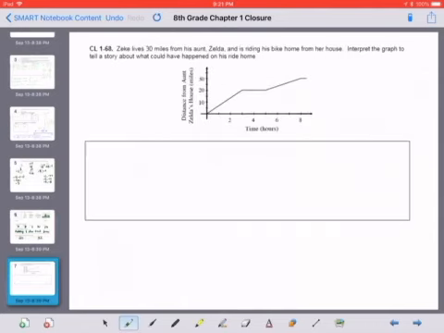Okay, the last problem wants to write a story, and I wrote a short story. It says Zeke has 30 miles from his aunt's house. Zeke is riding his bike home from her house. Interpret the graph to tell a story about what could have happened on his ride home.